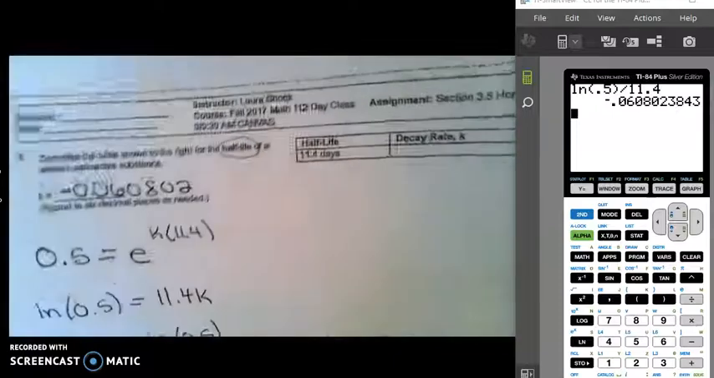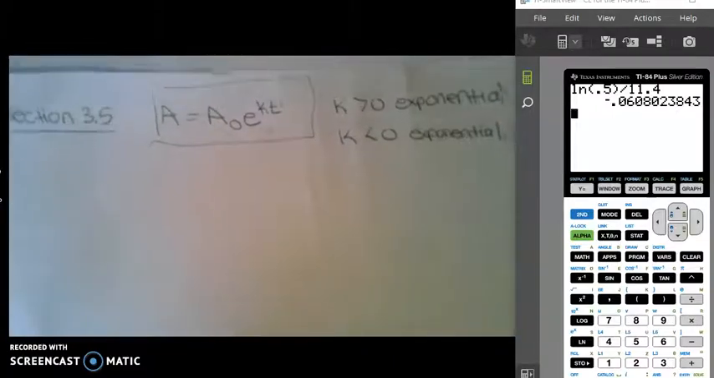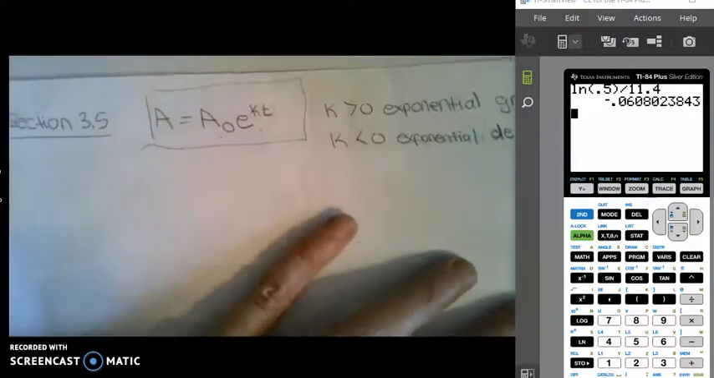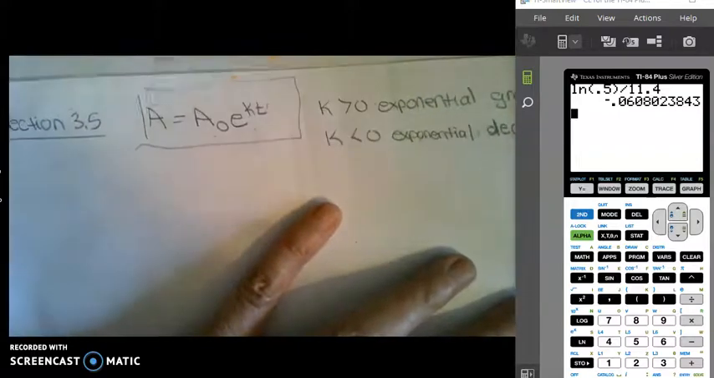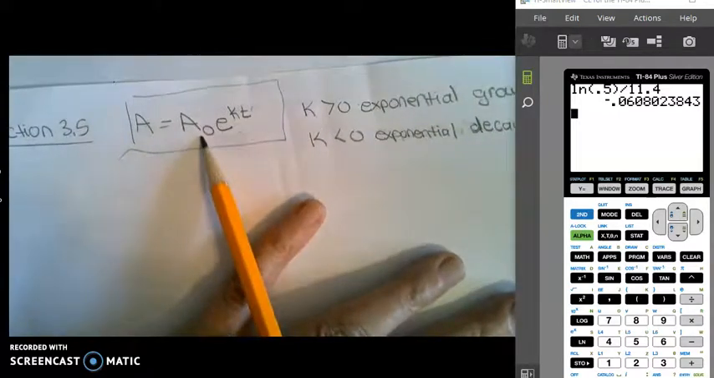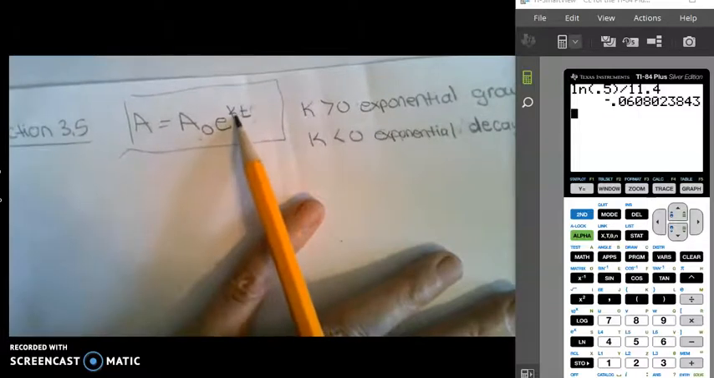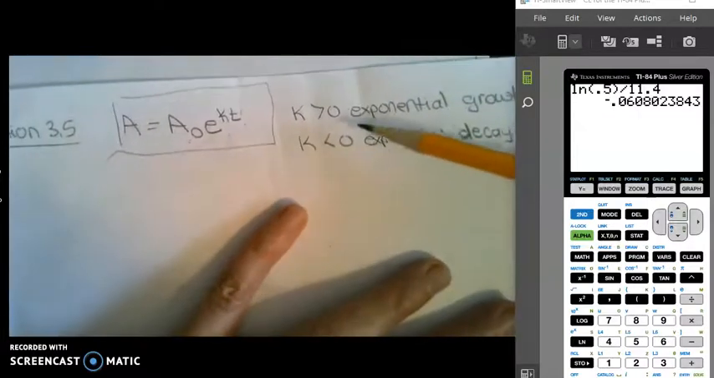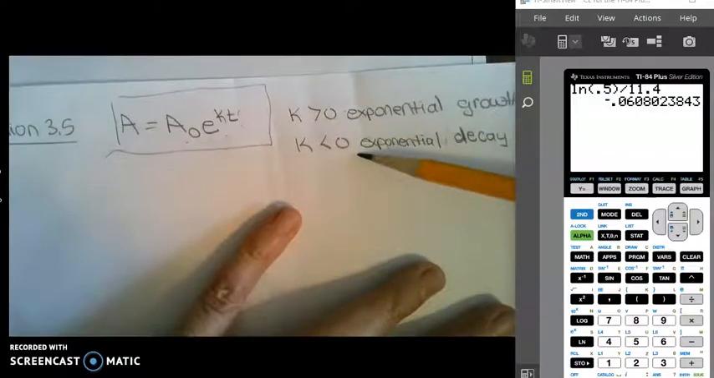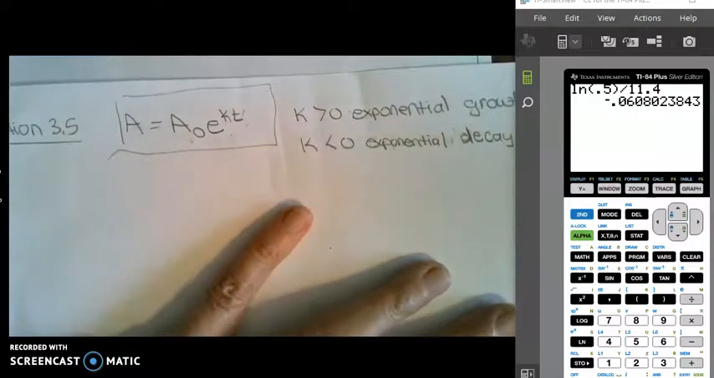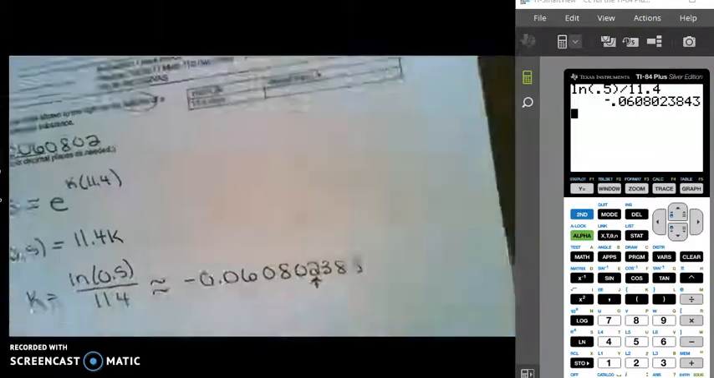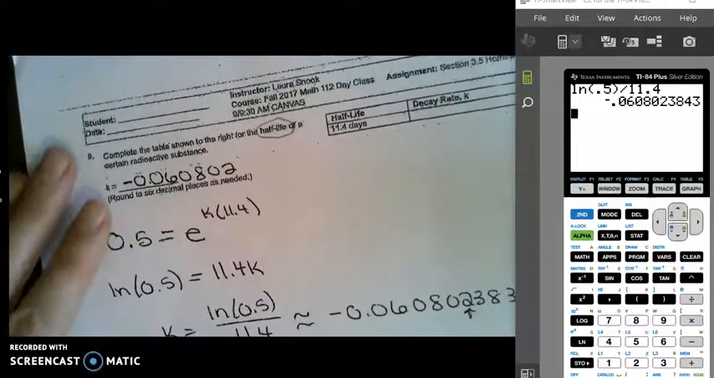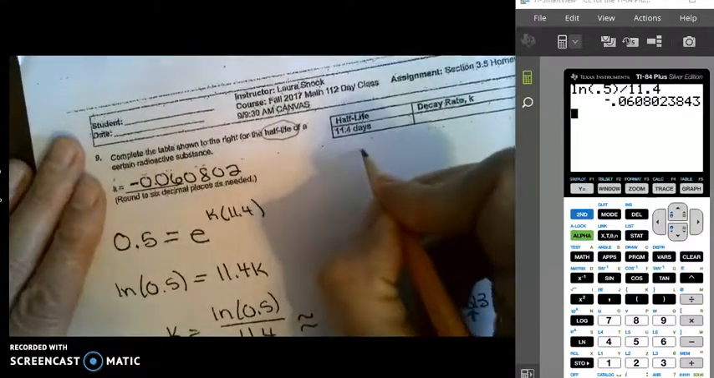So just going back, whenever you think about exponential growth or decay models, this is what they look like. A0 is the initial amount, T is time, and then K is either positive for growth or negative for decay. Okay, so let's take a look at this one here. I'm going to go ahead and write down the model here just so we have it.